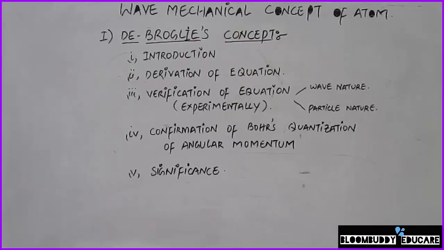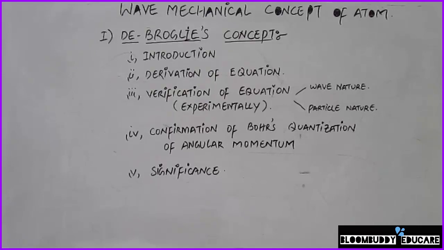So this lecture is divided into 5 different subparts. First we'll go through the introduction part of the de Broglie's concept. Then we will look at how the equation of a wave mechanical concept of atom is derived. Thirdly, we will look at how the de Broglie's wave equation can be experimentally verified. That is, we have to verify both the wave nature and the particle nature experimentally.